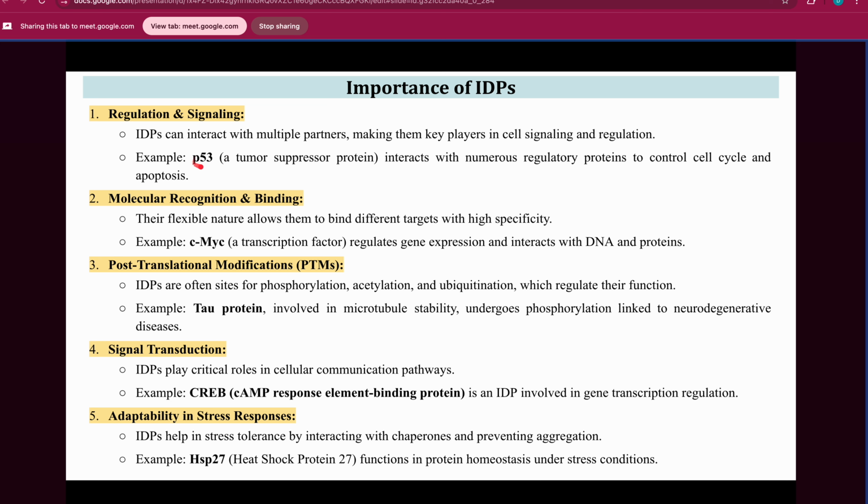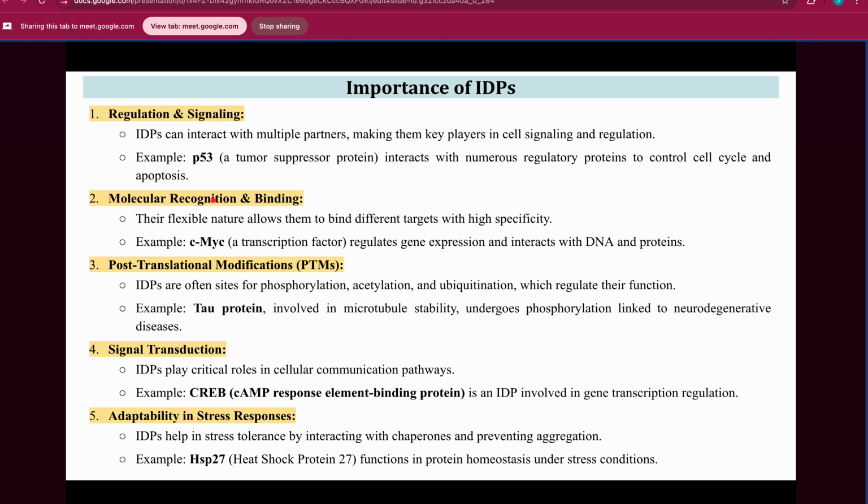So this particular protein decides how to control the cell cycle, whether the cell should undergo continuous division or whether it should undergo apoptosis if there is any damage. So in this way, these IDPs have an important role. They can decide, they can regulate, or they can control the behavior of a cell.